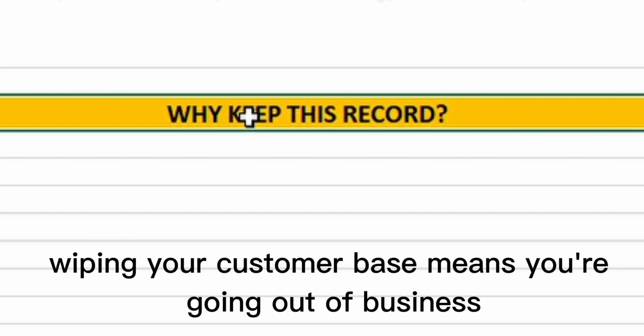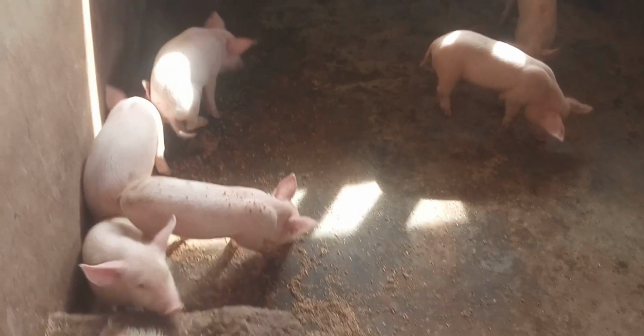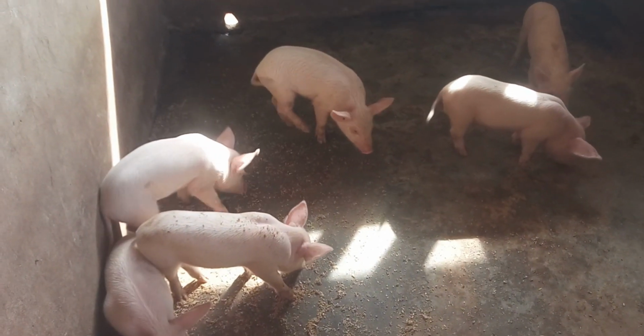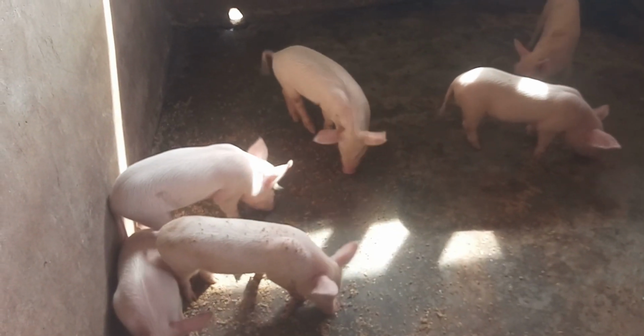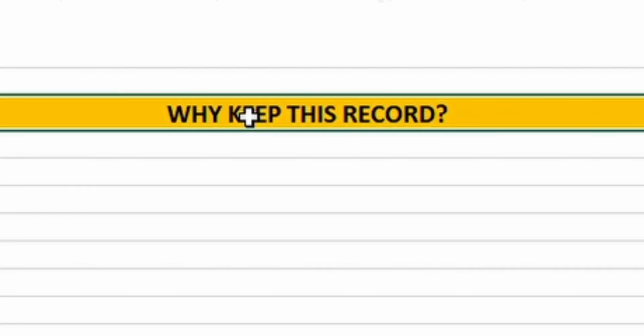Okay, and the second one is it also helps with retreatment if the first treatment does not work. Because you have taken note of the first treatment, you know that if I continue to give the same medication, it's not going to work, so I have to change it. And that is also one of the reasons why we keep records. And it also helps you avoid overdose.